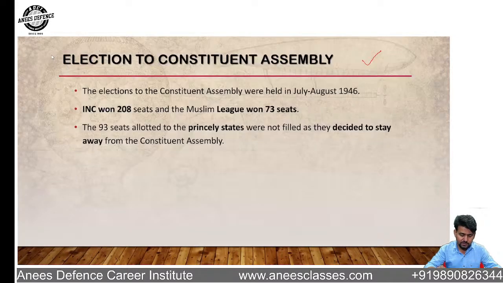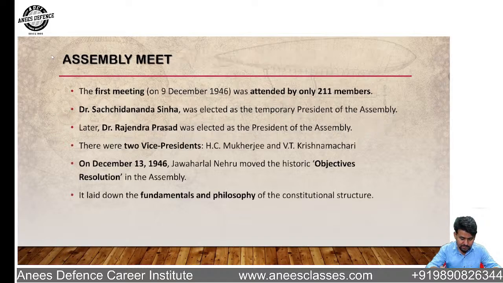Moving on, when the election took place, the Indian National Congress won the highest number of seats, that is 208, in the Constituent Assembly, and 73 seats were won by the Muslim League. Even though the Muslim League initially did not attend the Constituent Assembly, they had 73 members in it. As we talked about earlier, the first meeting of the Constituent Assembly was held on 9 December 1946, and was attended by 211 members.